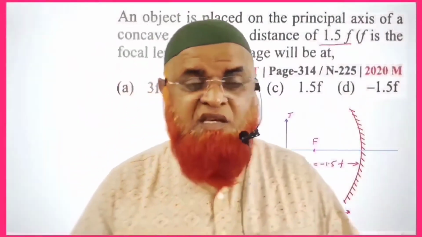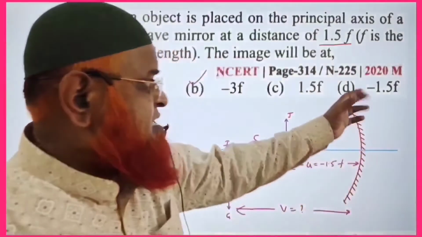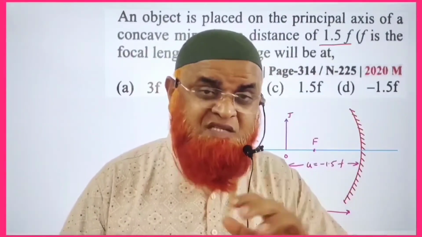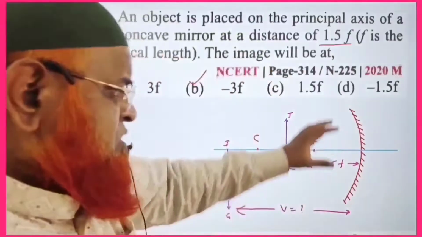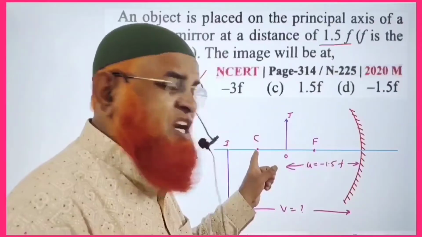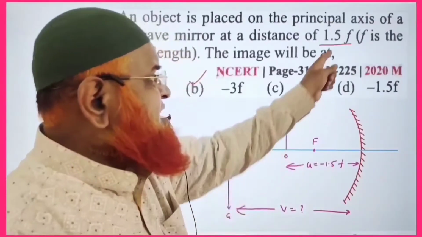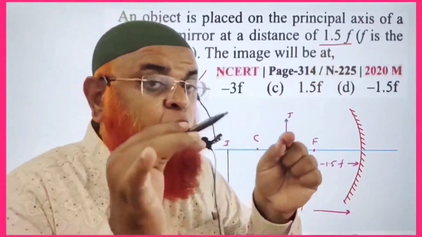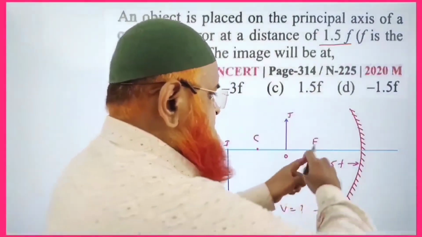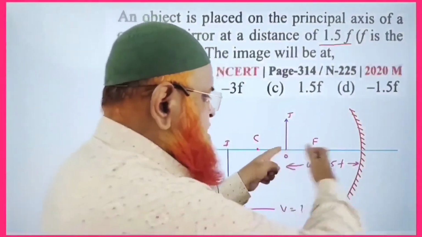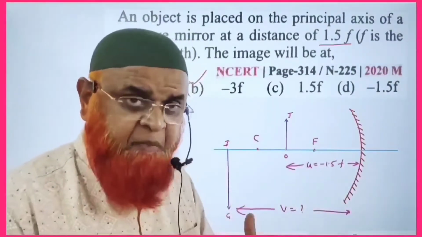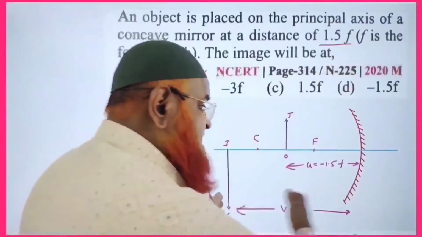My dear students, this is a neat previous year question asked in 2020. What is the detailed explanation about this problem? So there is a concave mirror with its principal focus and center of curvature here. It is said that an object is placed at a distance of 1.5 f. That means this is f, the focal length, and this is going to be 1.5 f. Object distance is 1.5 f, and it's asking us to find out the image distance.